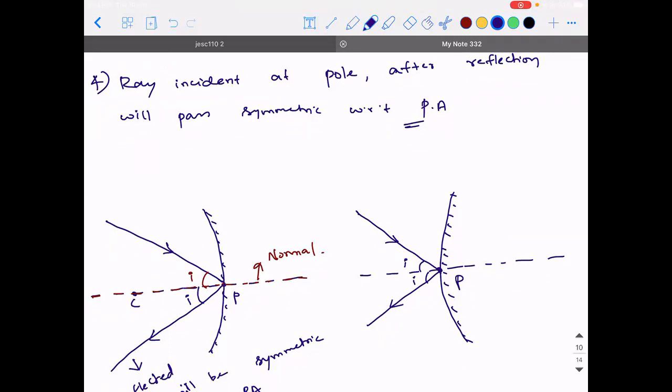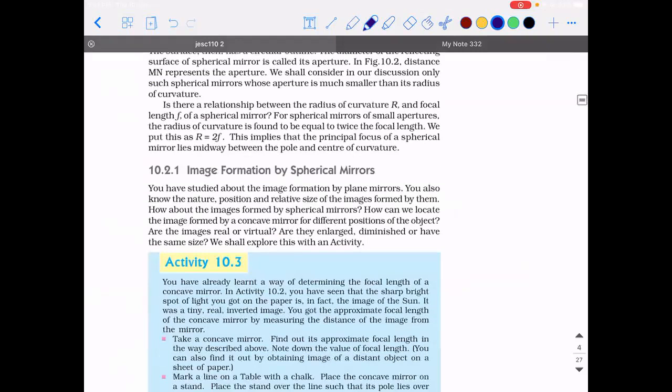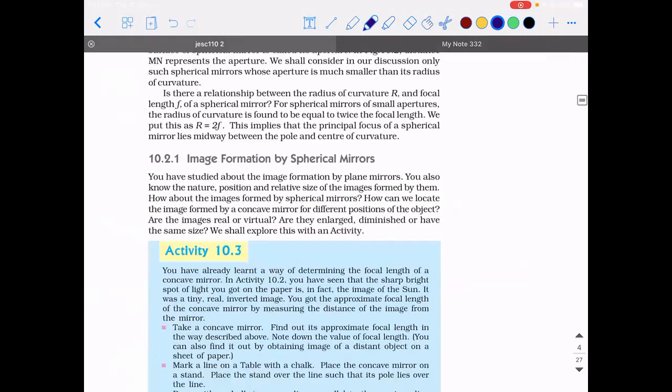Now, I will show you how to draw the ray diagrams for the spherical mirrors. First, we will see for concave. Remember, a concave mirror has 6 ray diagrams, and a convex mirror has only 2 diagrams. Okay, totally we are going to learn 8 ray diagrams along with the nature of the image. We are going to see the position of the image and its magnification.